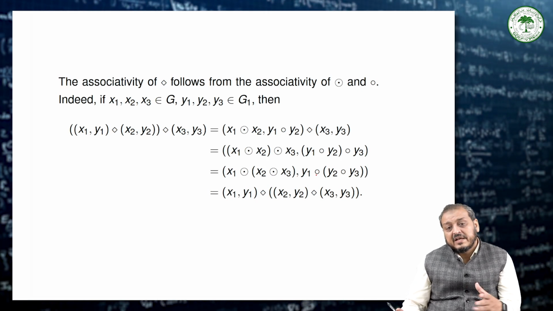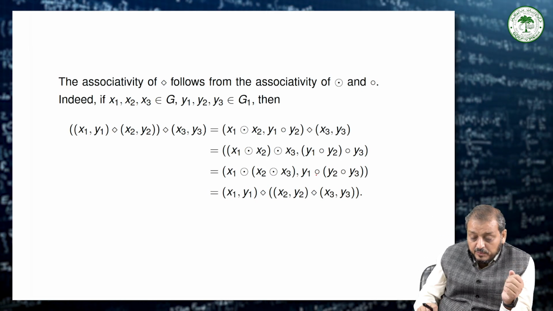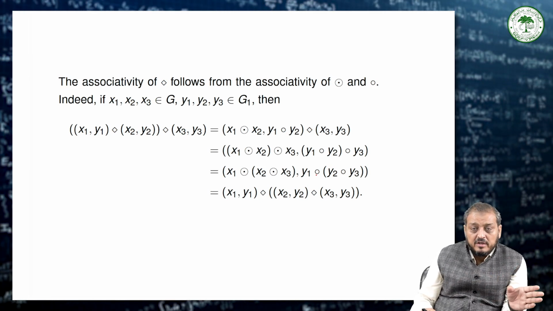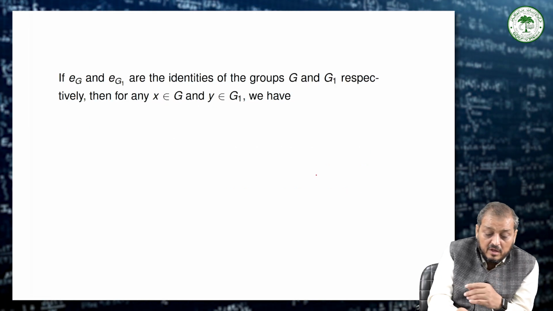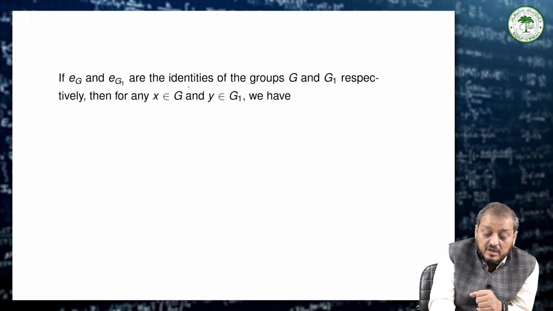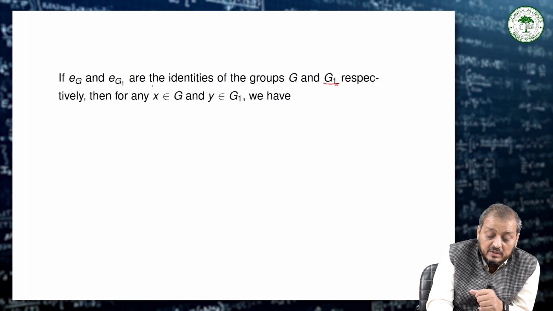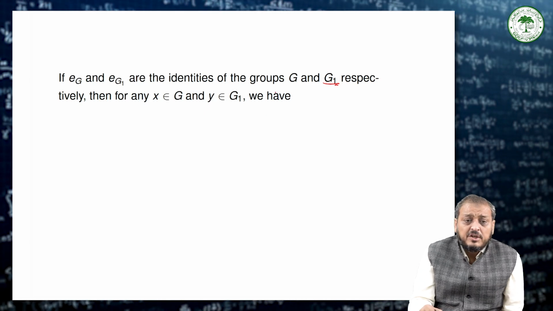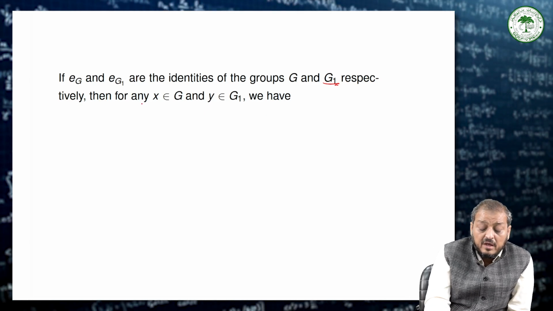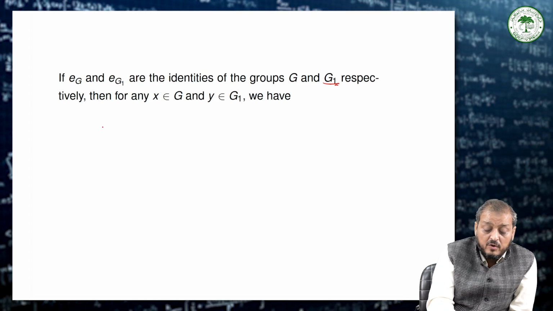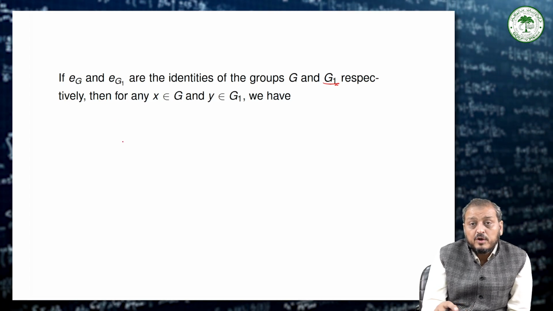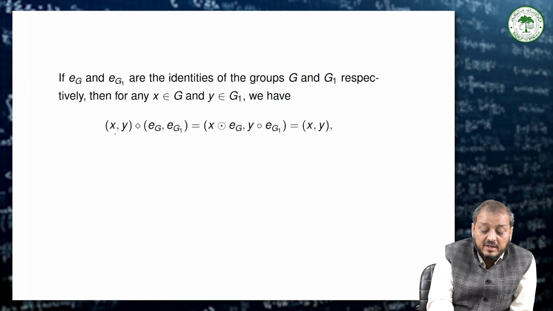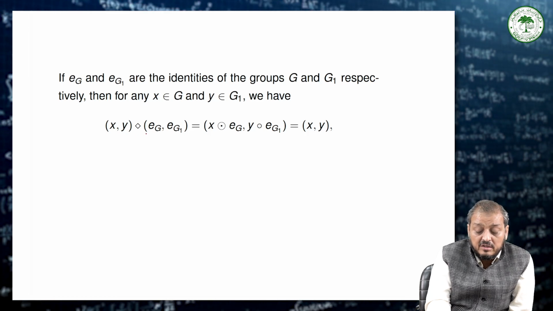Now we try the existence of an identity. Assume EG and EG1, where EG is the identity of G, and EG1 is the identity of G1. Then x is an element of G and y is an element of G1, and we take some elements x and y, and then take the direct product with EG and EG1, and we can simply say suppose the diamond of (x, y) with (EG, EG1).